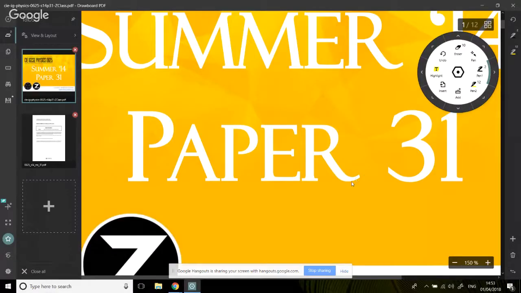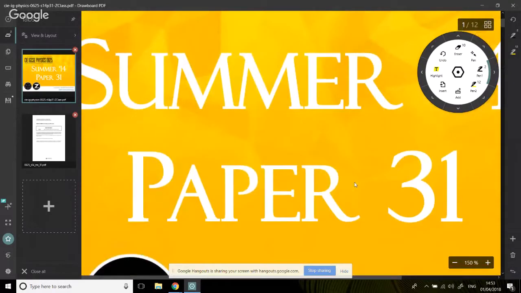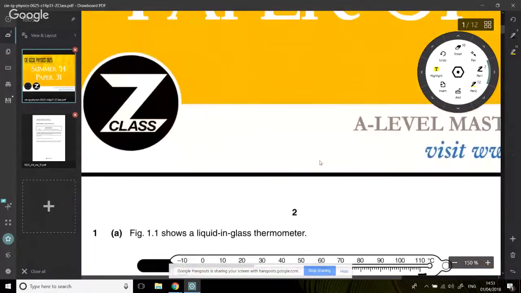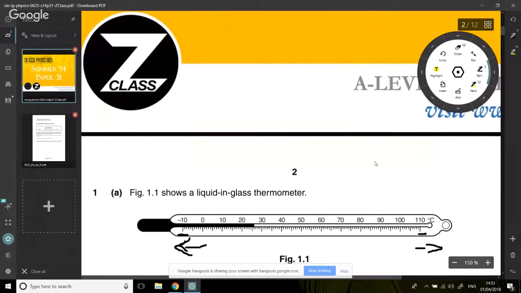Alright guys, we're going to be doing some more IGCSE physics papers. We're going over the summer of 2014, paper 31. This is one where you would write into it. We're not going to do every single question because we've got a lot to cover, so we'll just pick out the slightly more interesting ones. So let's jump straight in.